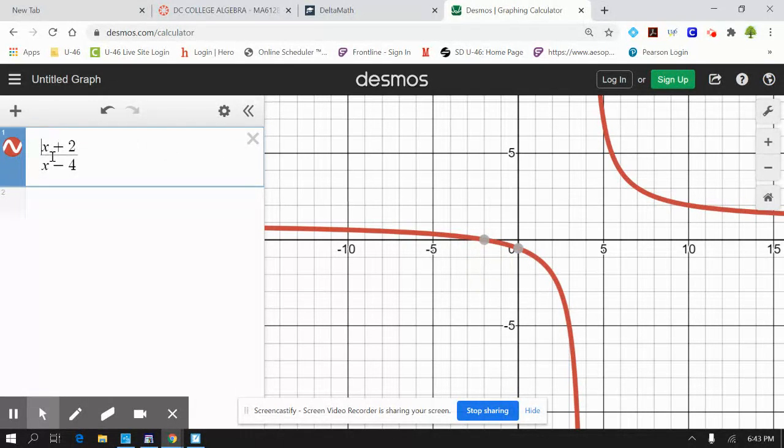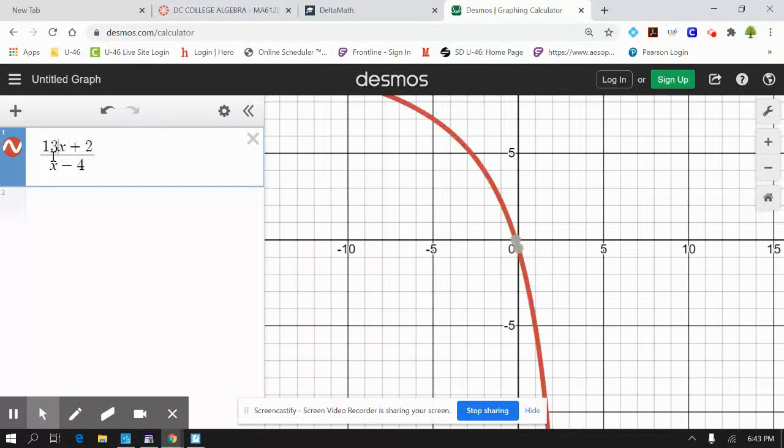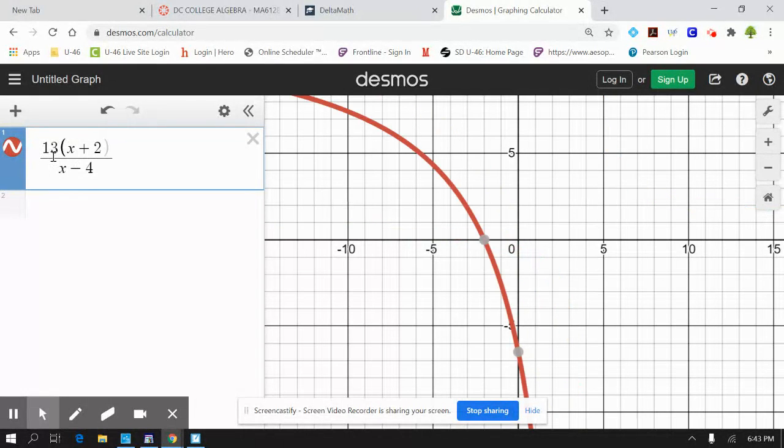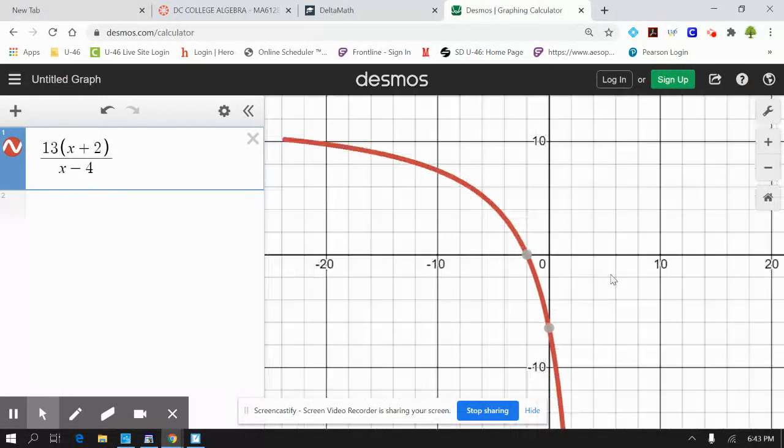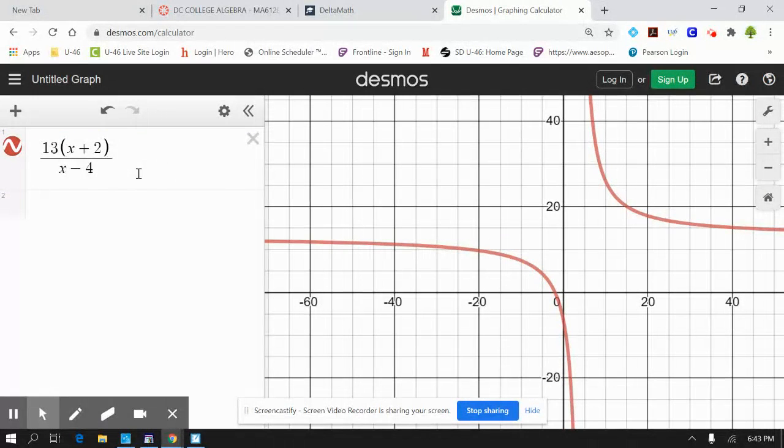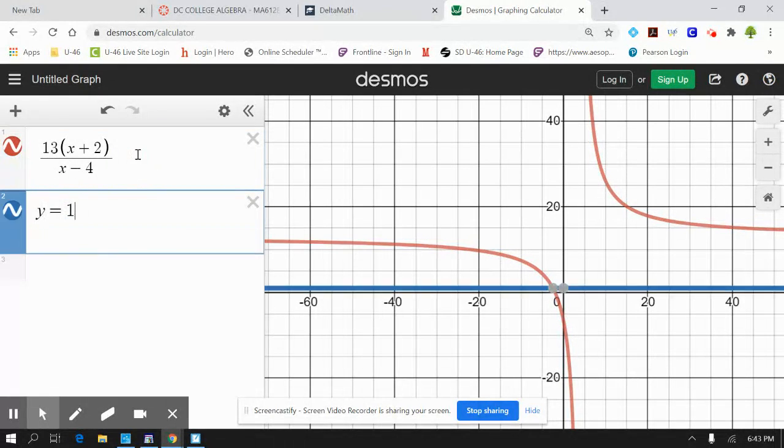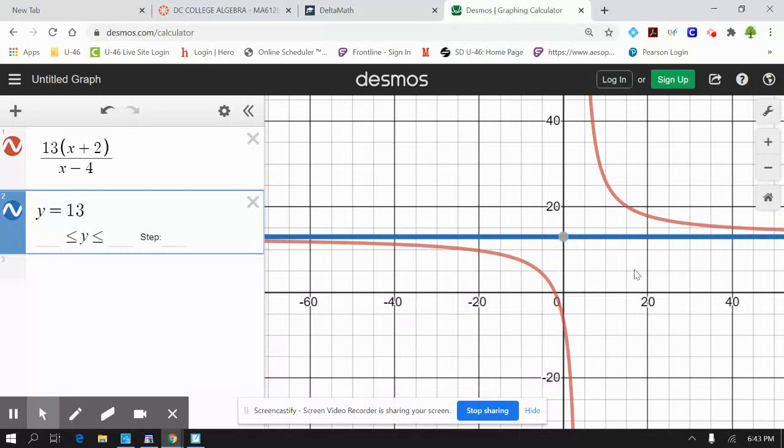If, let's say, I multiply by 13, notice you still have an x-intercept of -2. You still have a vertical asymptote at x equals 4. Multiplying by 13 just vertically stretched everything. And look at your horizontal asymptote. The leading coefficient is 13x, and the leading coefficient down here is 1x, and 13 divided by 1 gives you a horizontal asymptote of y equals 13.